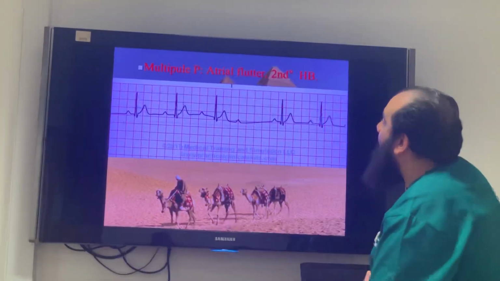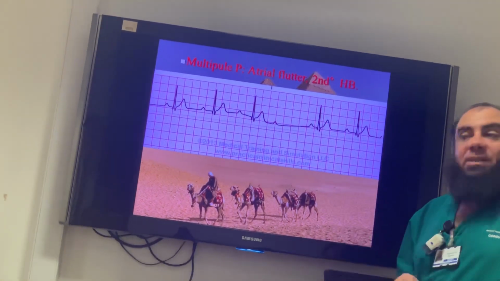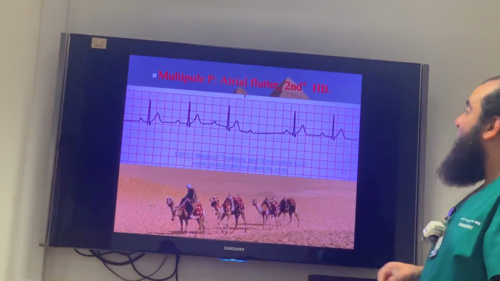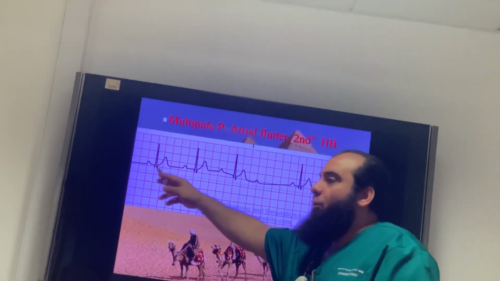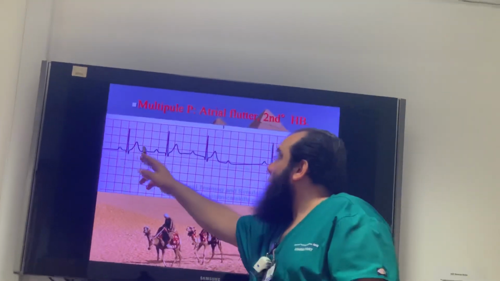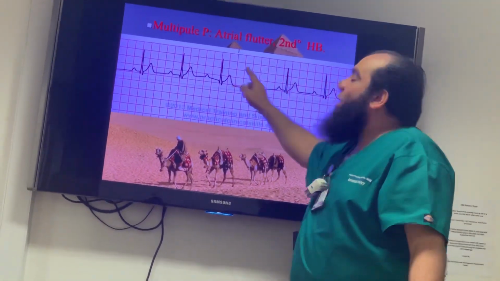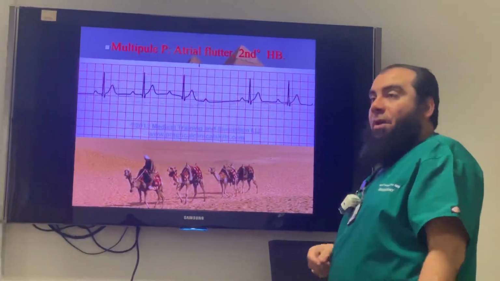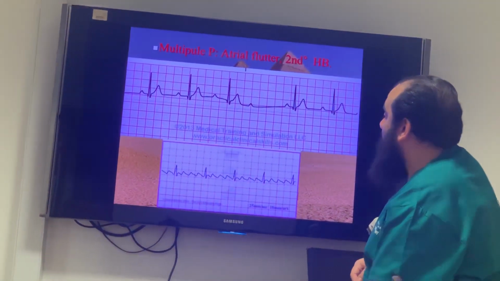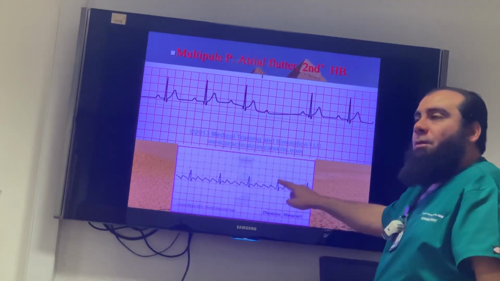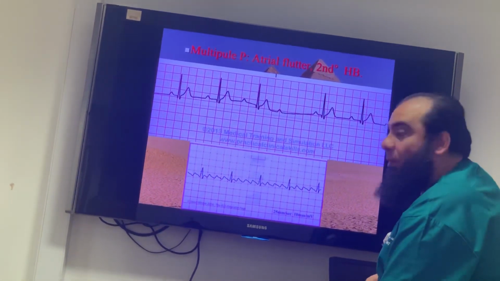Okay? Multiple P waves. It means P waves are more than the complexes. When can we see it? In heart blocks. So for example, in first degree, we're going to speak about heart blocks in a separate lecture. But 1, 2, 3, 4, 5, 6 P waves, but I have only 5 complexes. So it means P waves are multiple. Three P waves before each complex is atrial flutter. Again, multiple P waves.